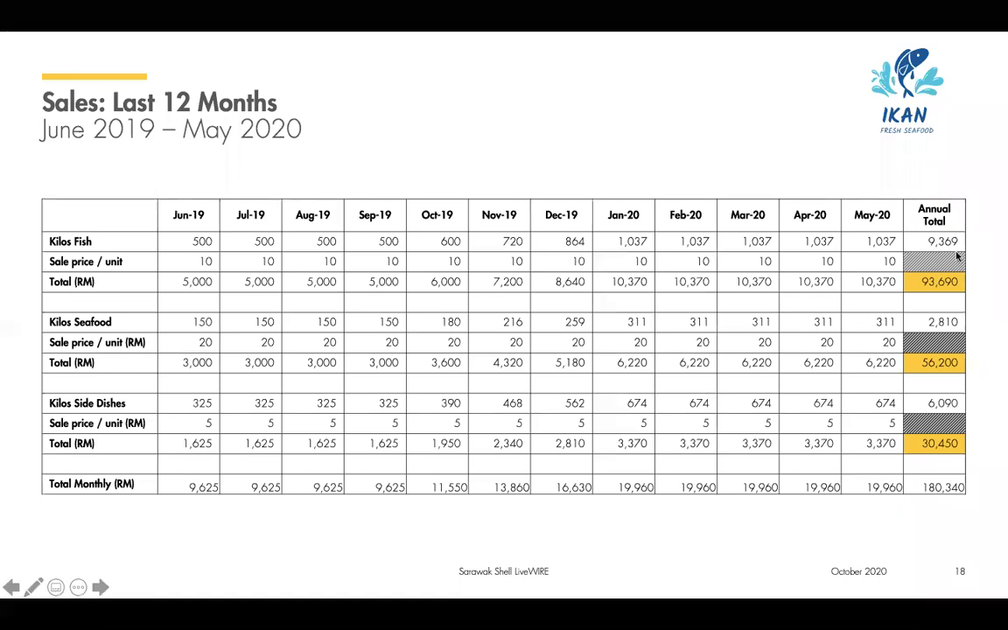So here, the focus is on fish. So we can see that the bulk of the revenue comes from the fishes, right? And then second comes from the seafood. And then thirdly, it comes from side dishes. Maybe they sell some vegetables and all that they can get at the dock area, so they can supply those as well. So the total yearly revenue is at 180,000 here, right, based on these estimates.